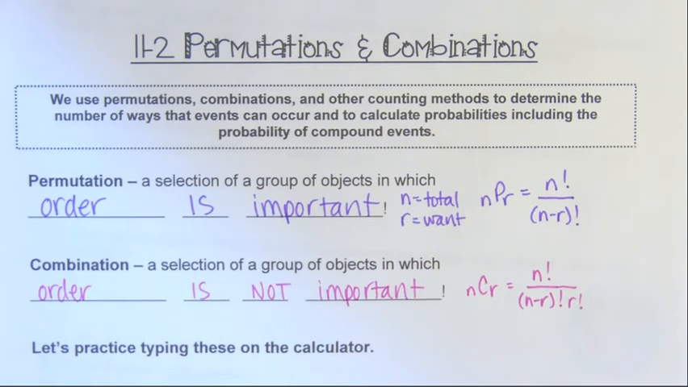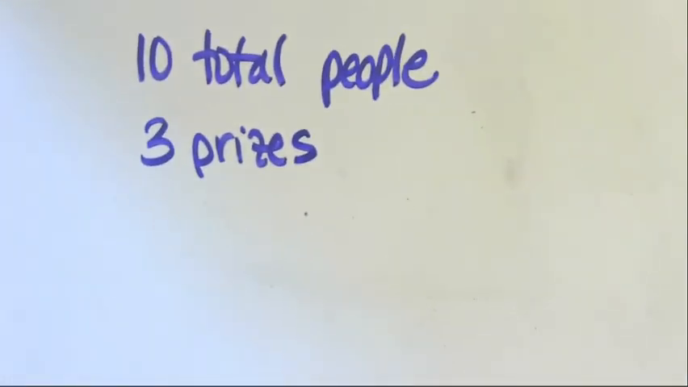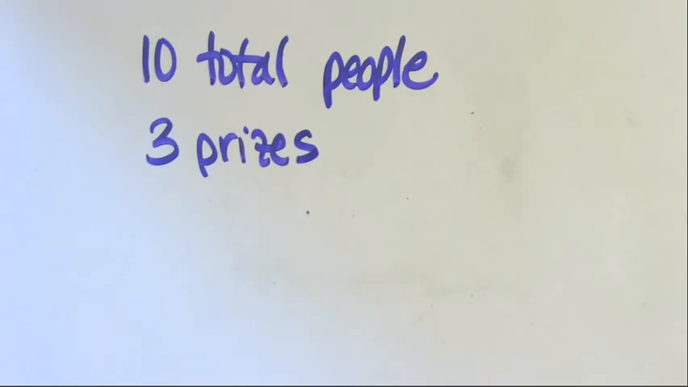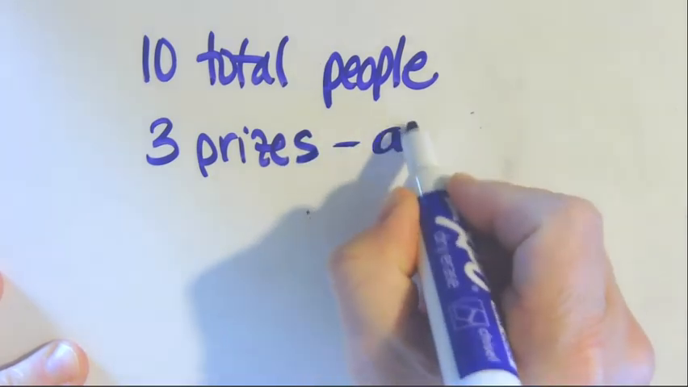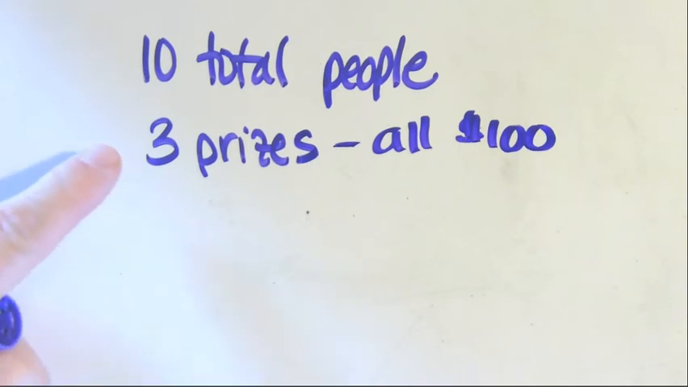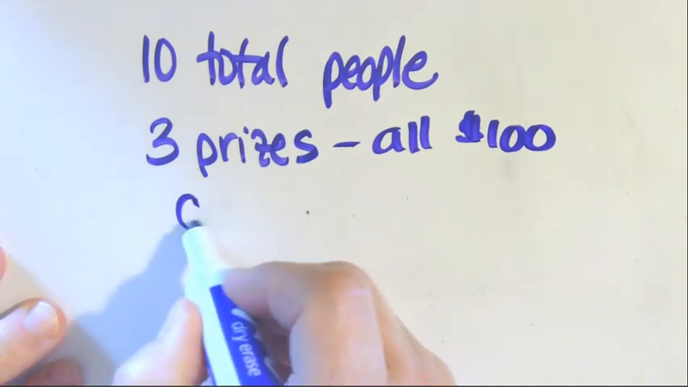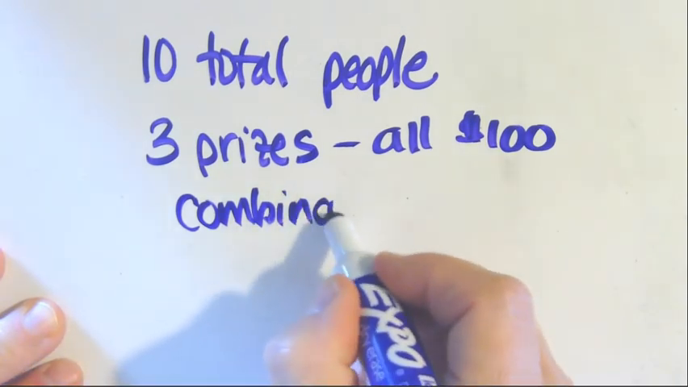Now, a quick difference between permutation and combination. Let's say I've got 10 total people and I have 3 prizes. The difference between a permutation and a combination: let's say those 3 prizes were all $100. No matter which order I pick your name, you're going to get $100. That's a combination because the order is not important.